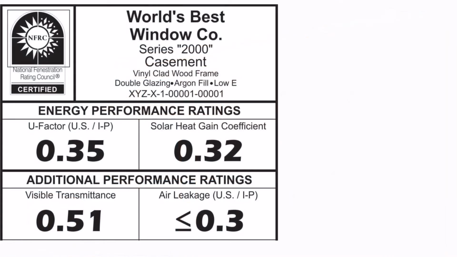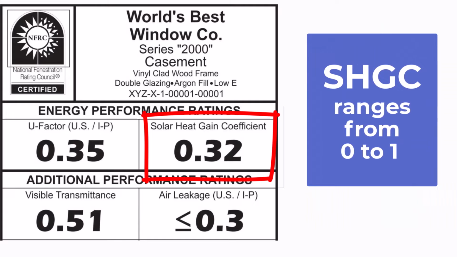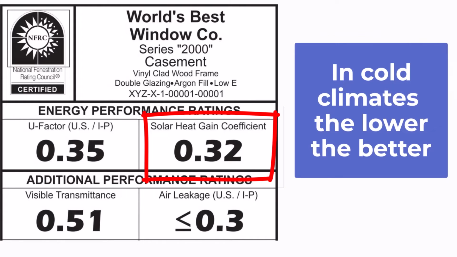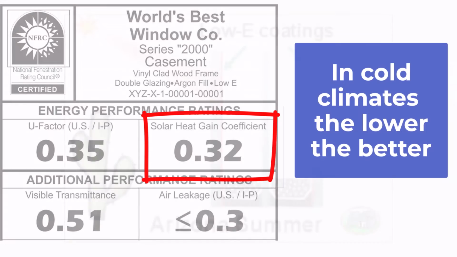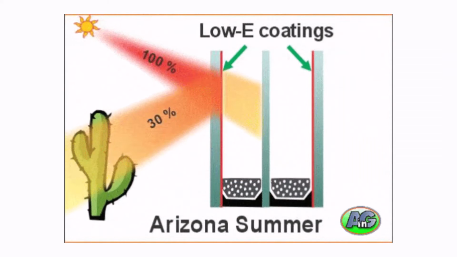Now, the next box we're going to look at is the solar heat gain coefficient, that's SHGC. This indicates the fraction of solar or infrared radiation that can be transmitted through the window. SHGC ranges from 0 to 1, and in cold climates like Minnesota, the lower the better. The solar heat gain is controlled by low E coatings that reflect infrared and UV light.